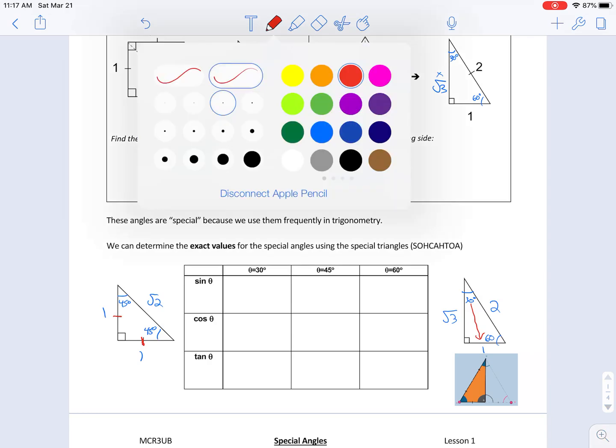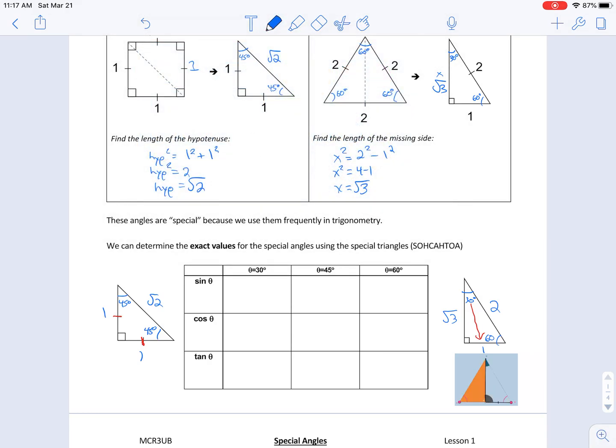So if I wanted to find the sine of 30, we're going to throw out our calculators, and we're not going to use them. I'm going to look at this triangle and say, okay, 30 here. Opposite, so sine is opposite over hypotenuse, so I get 1 over the hypotenuse, which is 2.